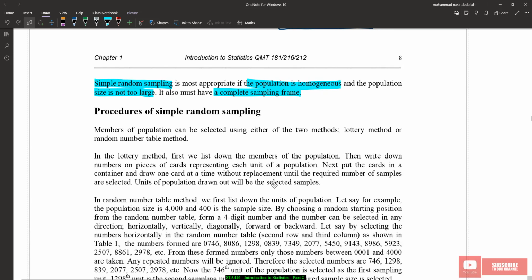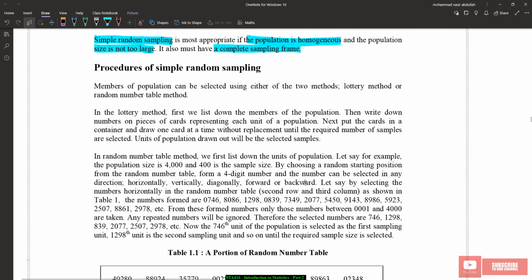Okay, now the procedure of simple random sampling.